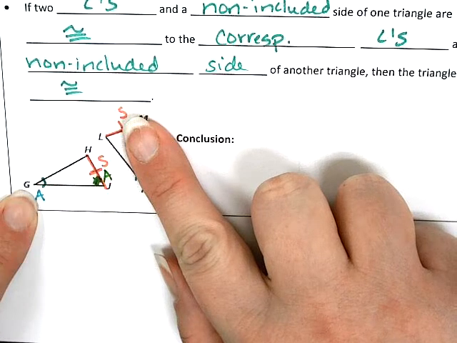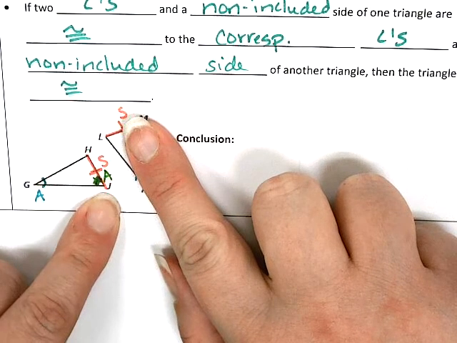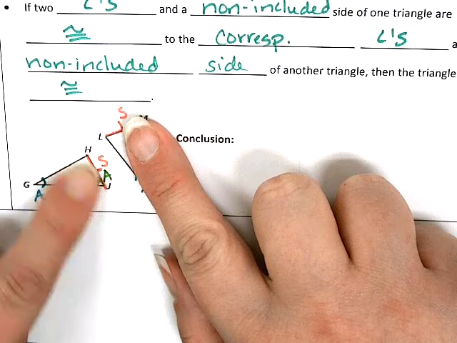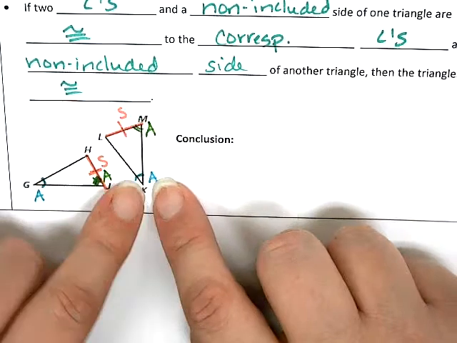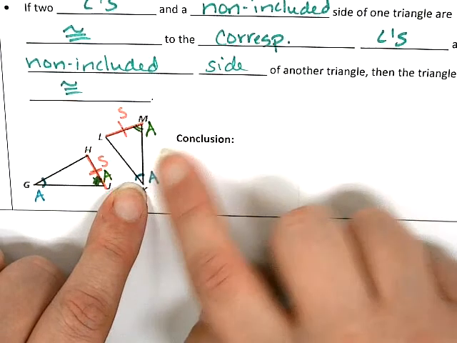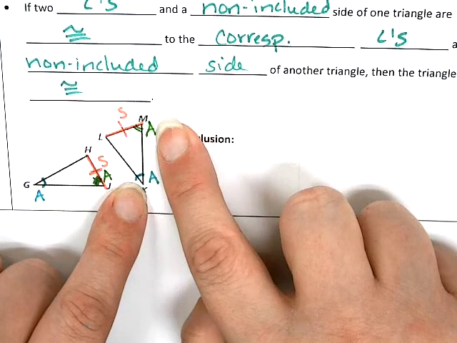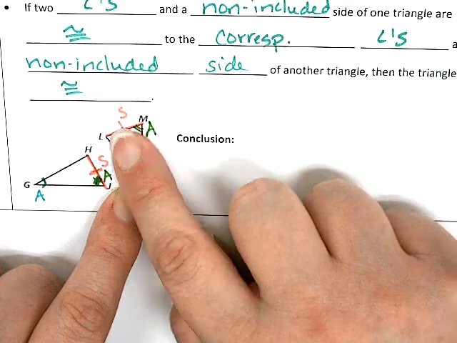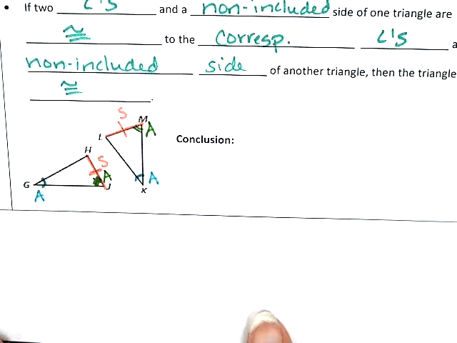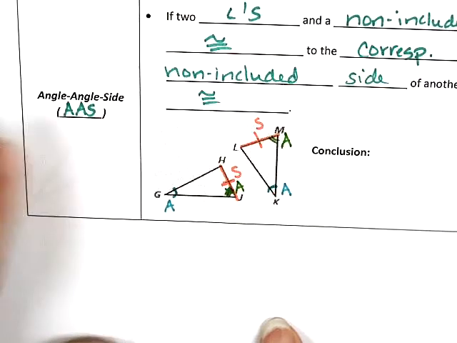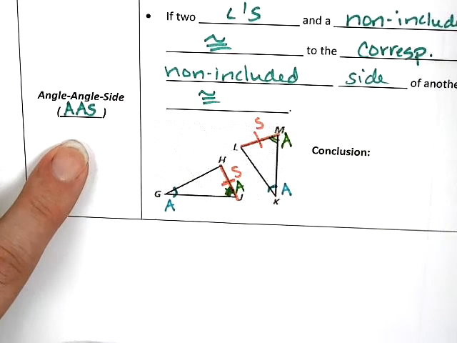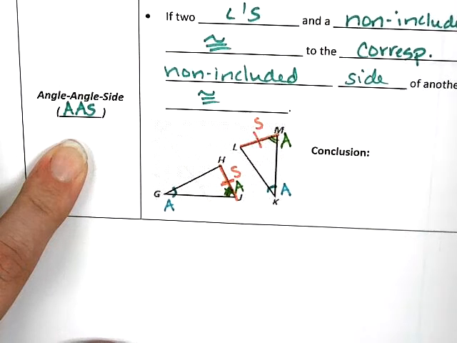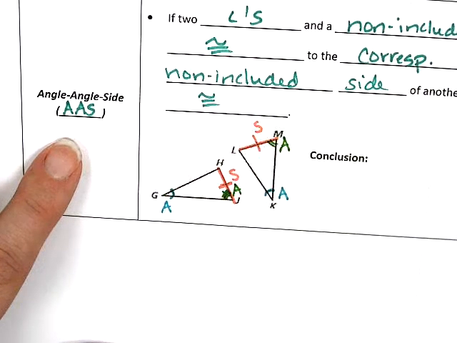Because here's an angle, and then I skip this side to get to my other angle. Then I have my congruent side. Same thing here. I've got an angle, and I skip this side to get to my angle, and then I have my third side. So these ones are congruent by AAS. This is angle, angle, side. That's the difference between AAS and ASA.